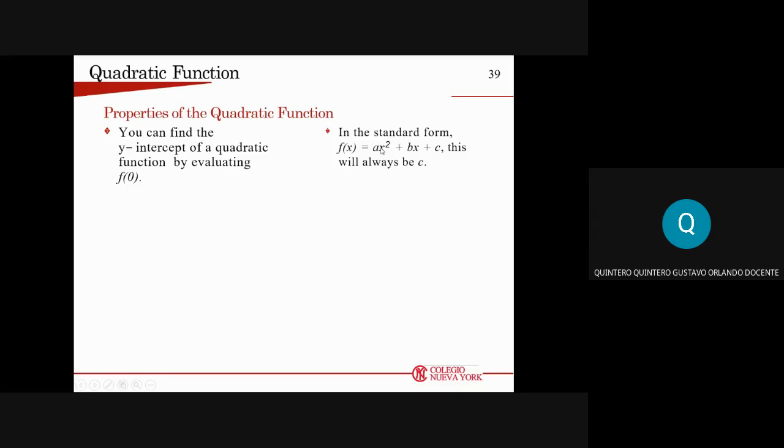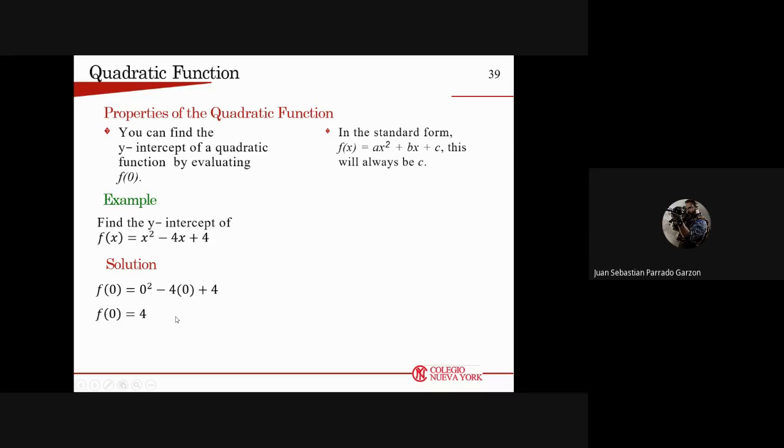But if you don't have it in this form, you can just change x by 0 and find the value, right? Let me show you with an example. All right. So change x by 0. This is what you do. We have x squared, so 0 squared, minus 4x, so minus 4 times 0, plus 4. If you do this change, this is 0 minus 0, so 0, plus 4. Meaning that the y-intercept is 4.